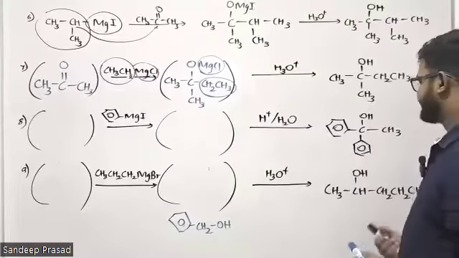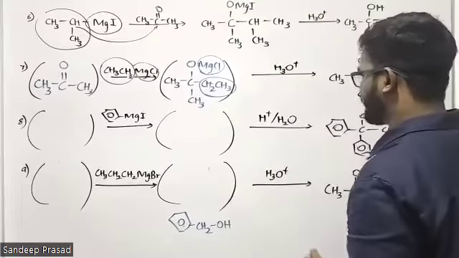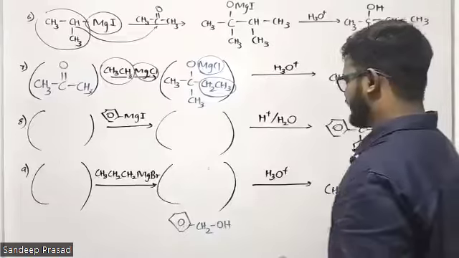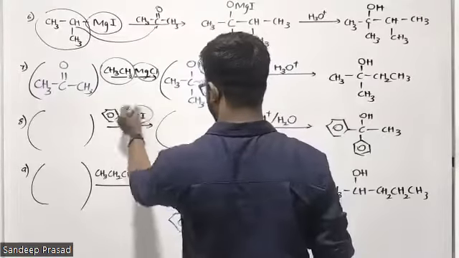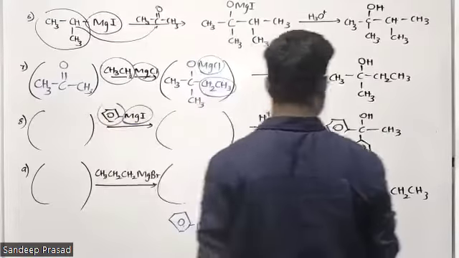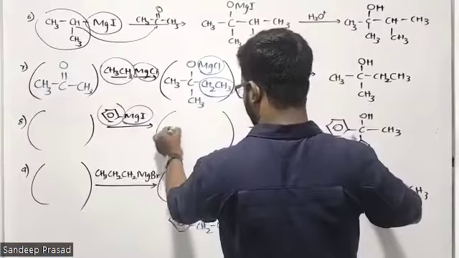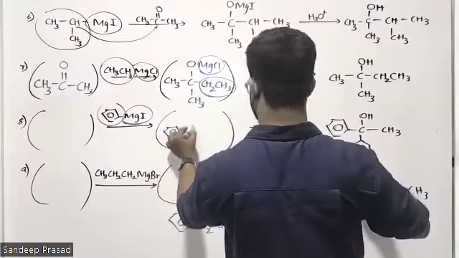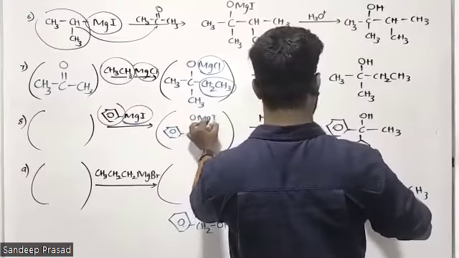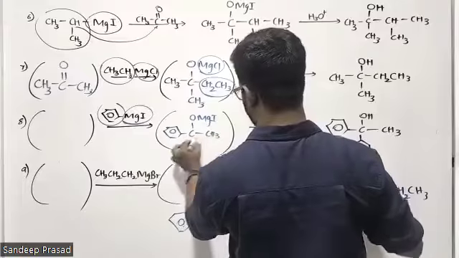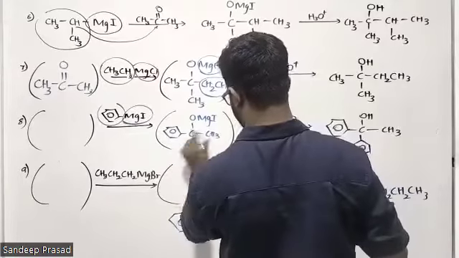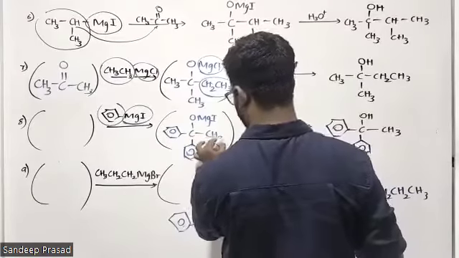Then go for number 8. In the 8th one, MgI is added and the phenyl ring is added. Then here, first of all, we can consider this is OMgI. This is CH3. Here we have the phenyl ring, right? CH3, phenyl ring is there.